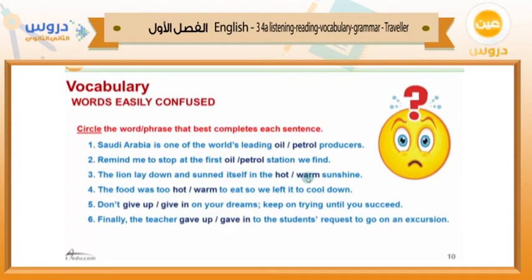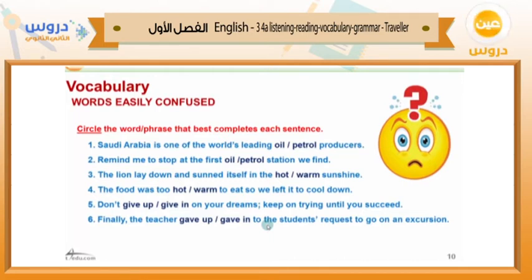What is the difference between warm and hot? The food was too hot or too warm to eat, so we left it to cool down. And for 5, don't give up or don't give in on your dreams. Keep on trying until you succeed. Finally, for 6, the teacher gave up or gave in to the students' request to go on an excursion.